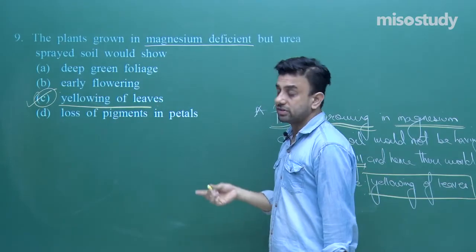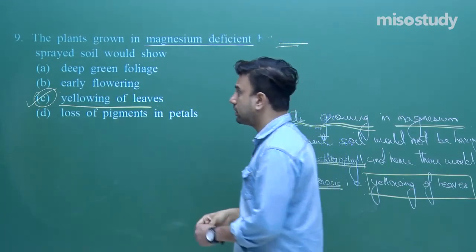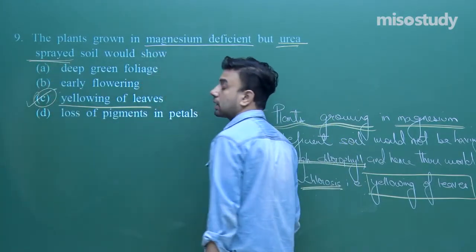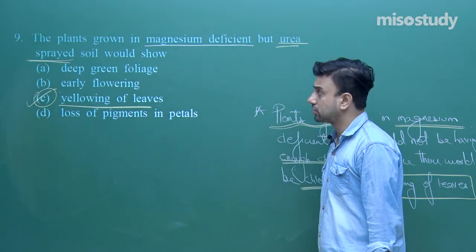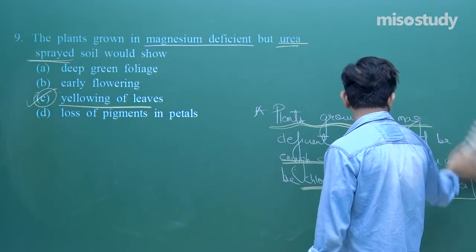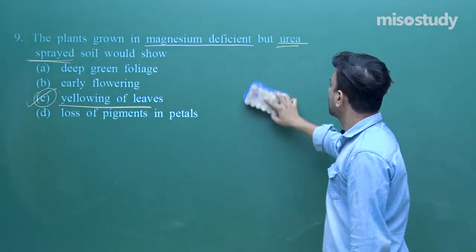And one thing you also see, though we are giving urea sprayed soil, that is, we are supplying nitrogen in a way, the magnesium is not there, which is a very important constituent of the plant.